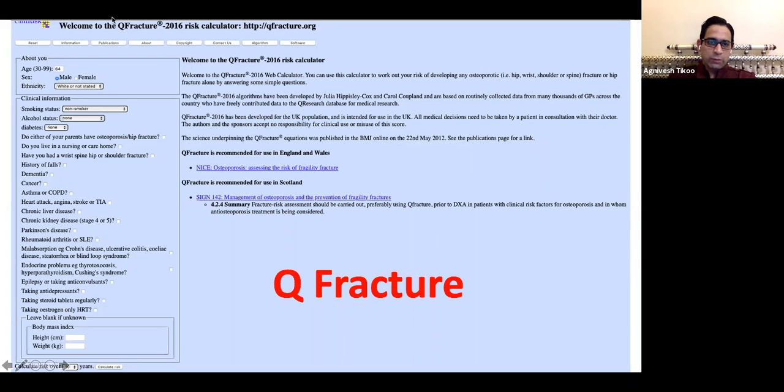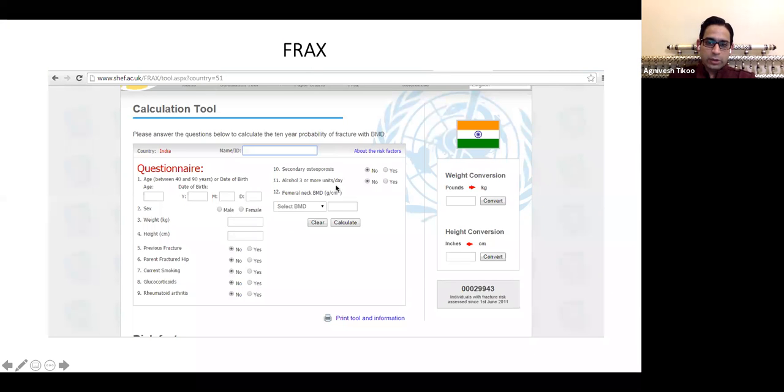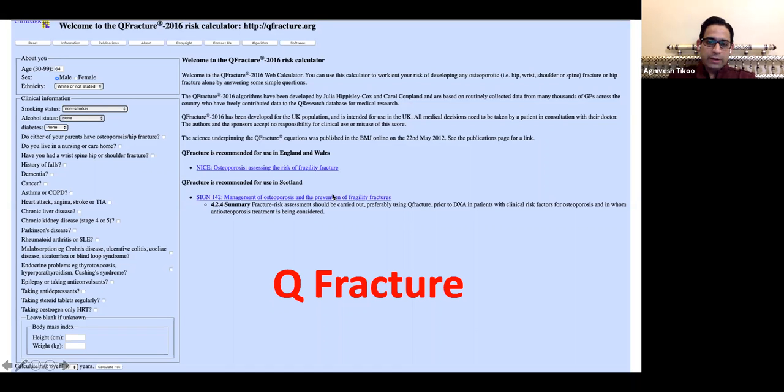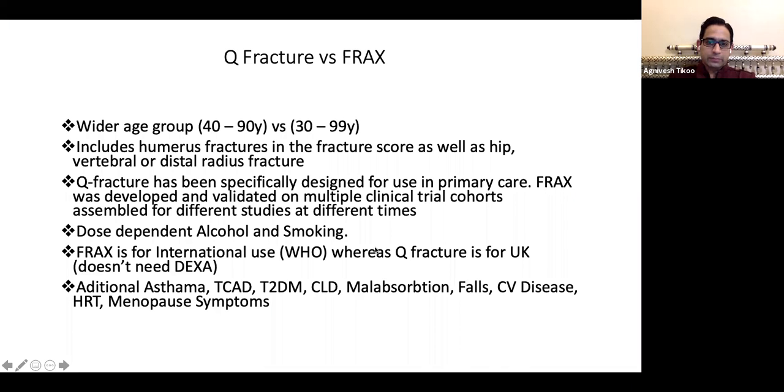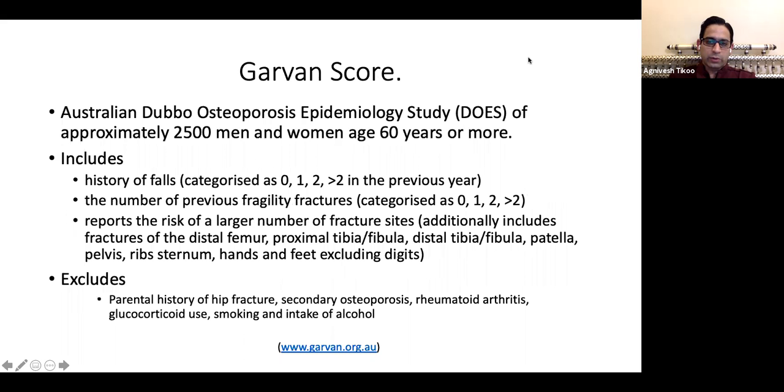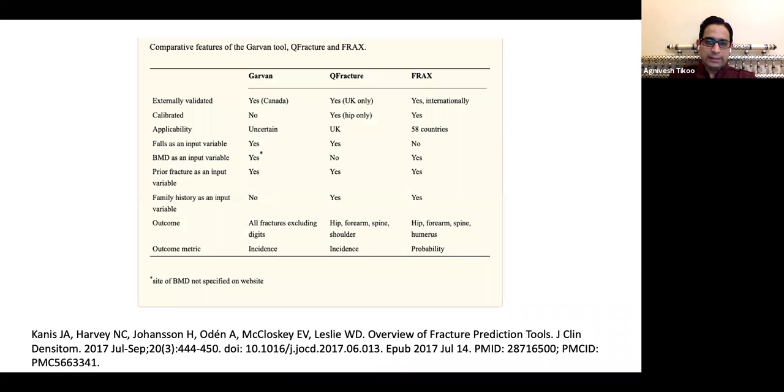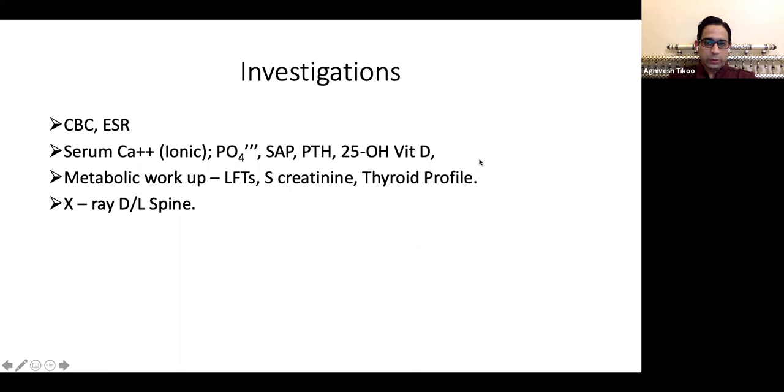There's another score called QFracture. This is more for native European countries. It's not dependent on bone density. In FRAX, you need to put in the femoral neck bone density value. In QFracture, it just asks you a few questions and calculates if you have a fracture risk, and that is what you need to understand. Again, for academic purposes, there is a Garvan score, but it's mainly for the Australian population, and there are comparative features, but this will be too much going into detail, and we will straight away go to the investigations.